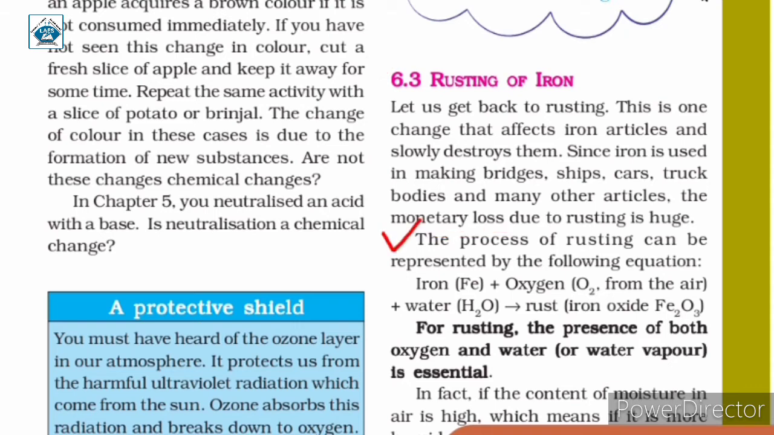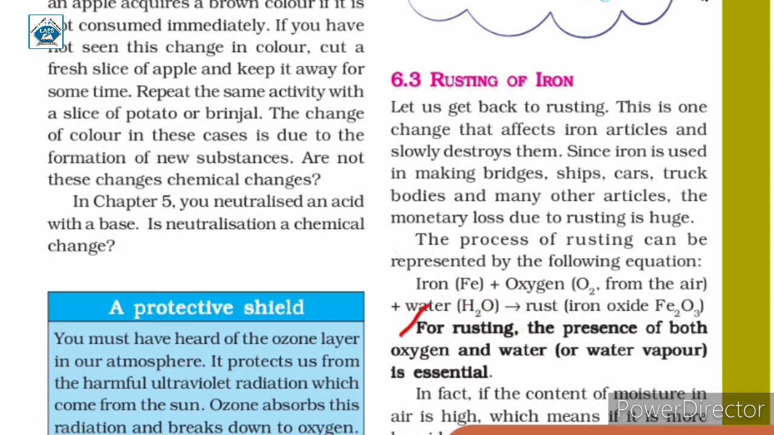The process of rusting can be represented by the following equation. Iron, Fe, plus oxygen, O2, from the air, plus water, that is H2O, becomes rust, that is iron oxide, Fe2O3. Using this equation, the process of rusting can be explained. When iron comes in contact with oxygen and water, it becomes rust, that is iron oxide. The chemical formula of iron oxide is Fe2O3.